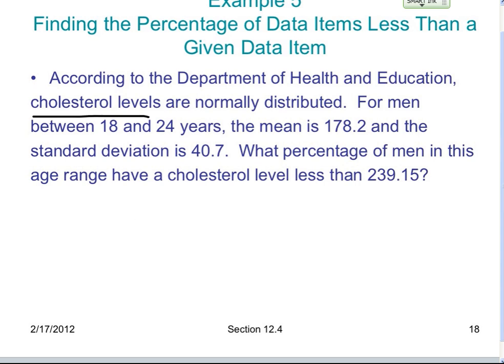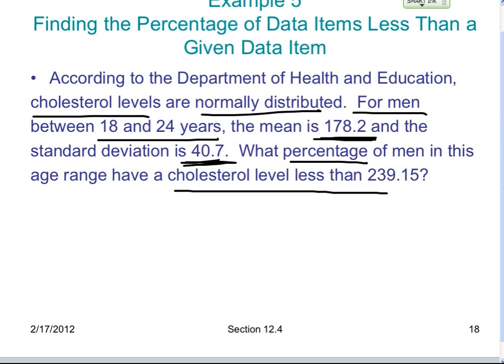Cholesterol levels are normally distributed. For men between 18 and 24, the mean is 178.2. The standard deviation is 40.7. What percentage of men have a cholesterol level less than 239.15?